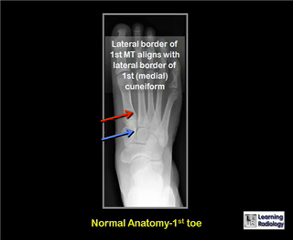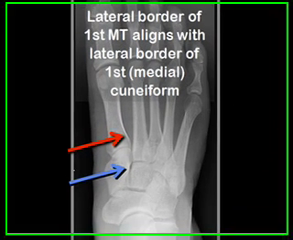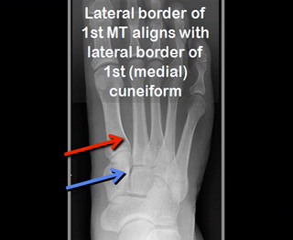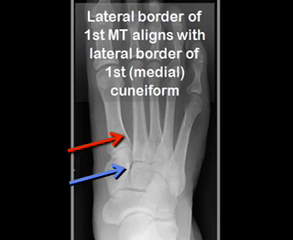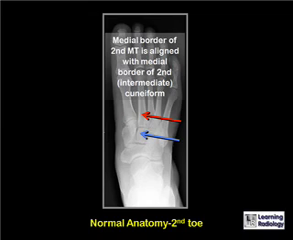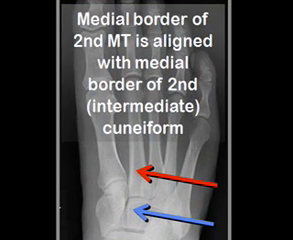The normal anatomic relationship for the first toe on the frontal view of the foot is the lateral border of the first metatarsal, shown here by the red arrow, should align with the lateral border of the first or medial cuneiform. The normal anatomical relationship for the second toe is the medial border of the second metatarsal, shown here by the red arrow, should align with the medial border of the second or intermediate cuneiform, shown by the blue arrow.